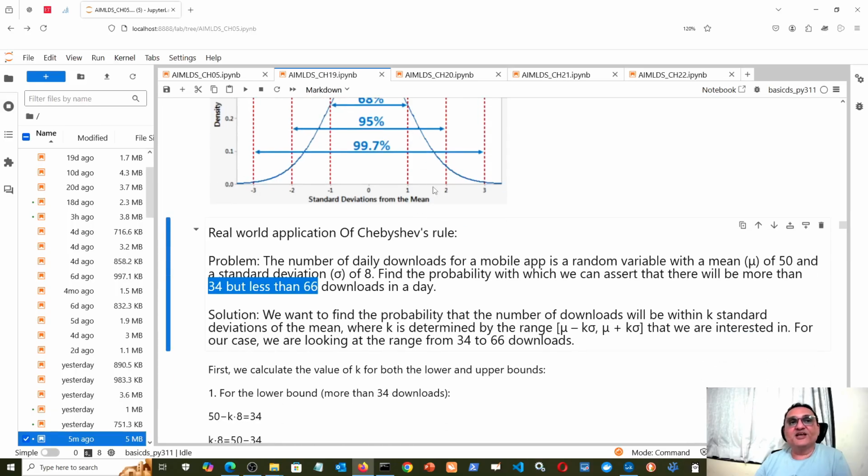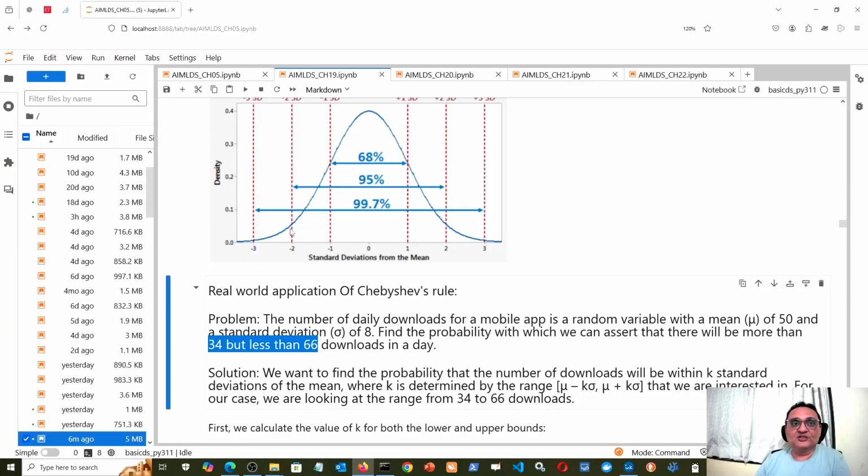Okay, there will be a few days. If I consider downloads for the next 100 days rather than 100 downloads, then among 100 days, on at least 75 days, or maybe more than that, I will have downloads from 34 to 66. That is what Chebyshev's theorem says.